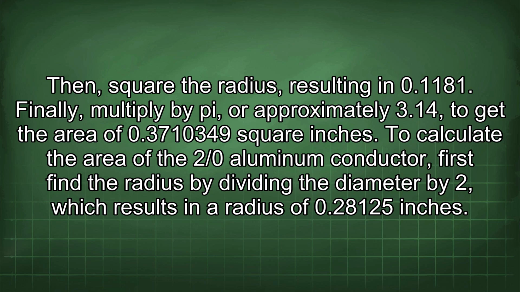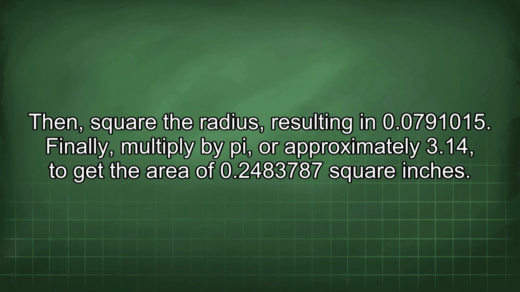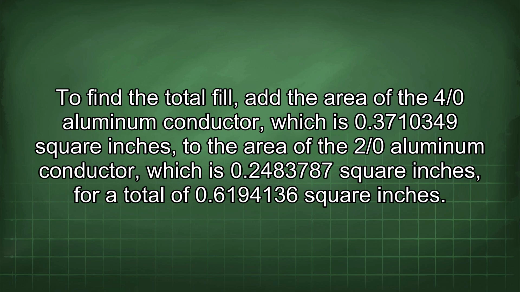0.3710349 square inches. To calculate the area of the 2/0 aluminum conductor, first find the radius by dividing the diameter by 2, which results in a radius of 0.28125 inches. Then square the radius, resulting in 0.0791015. Finally, multiply by pi, or approximately 3.14, to get the area of 0.2483787 square inches.